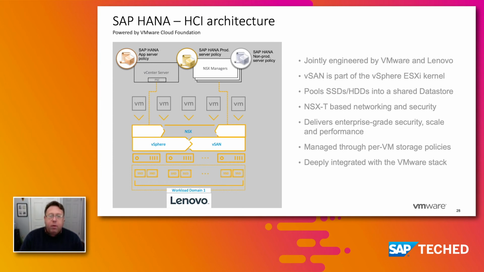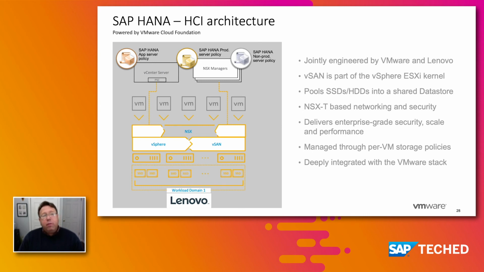SAP started this program around HCI with Lenovo and VMware sometime, I believe, in 2017. This is the ability to run HANA in a combined hardware and software stack that's been certified by SAP. And because it's certified by SAP, it's also supported by SAP and VMware and Lenovo. Now, we run everything on a single compute unit. That means that vSphere and vSAN run directly with local attached storage, giving HANA optimal performance throughout the stack.